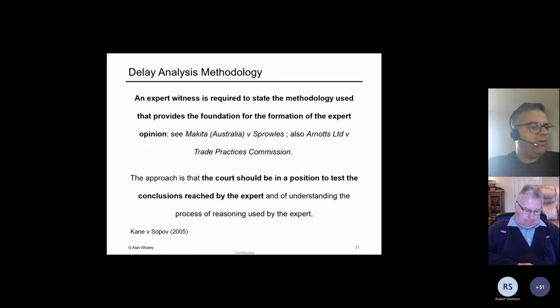What I want to do now is just turn on to how that theory translates into different delay analysis methodologies. Methodology is really important because an expert in delay analysis has to state the methodology that they've used in order that a court can test the conclusions reached by the delay expert. It's really, really important. So all a methodology is just a combination of the theories that we've just discussed translated into a series of steps. So if you understand the theories that we've just discussed, you can pretty much understand all the methodologies.